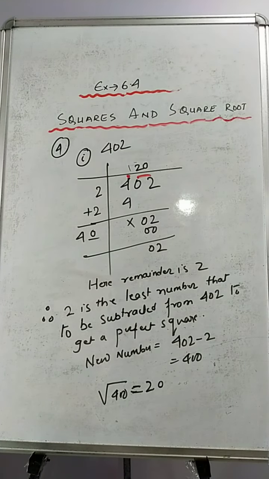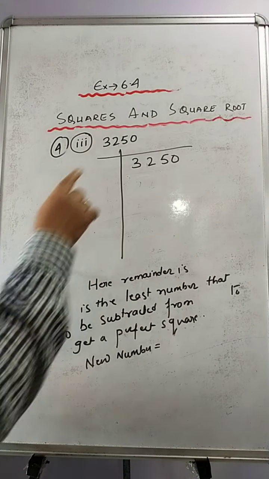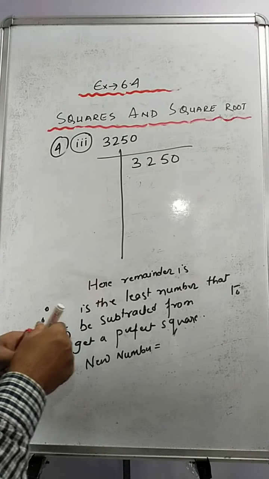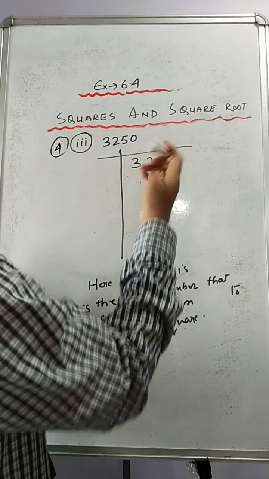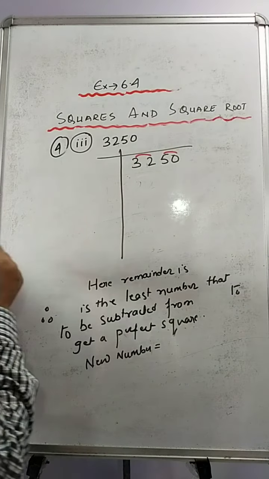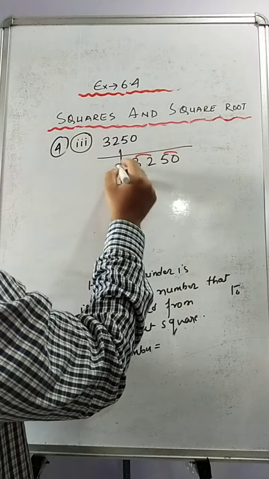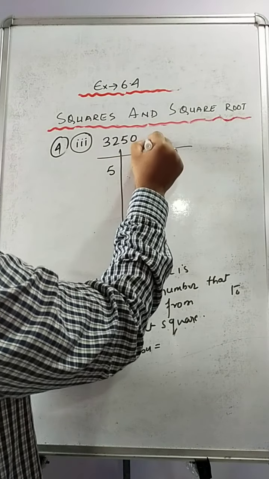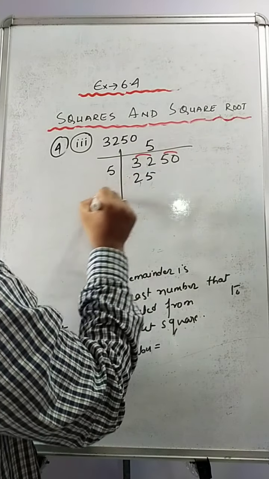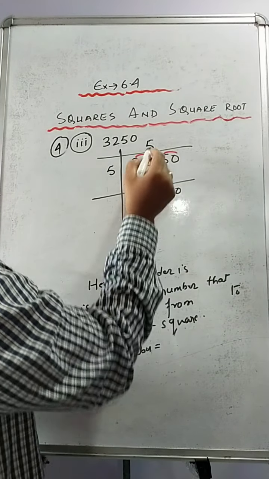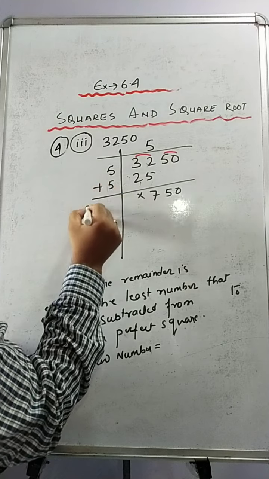Same way we will do the next sum. Here we have 3250. Now again what we have to do, we have to pair it up from the extreme right hand side of the number. So this is the pairing part done. Now what is the closest number that we can write? 5 5s are 25, 6 6s are 36, so we'll go with 5. 25. Now subtract it, you will get 7. Bring this 50 here, add 5 here, you will get 10.